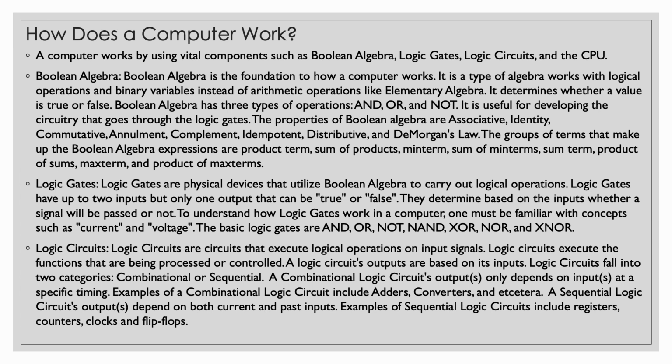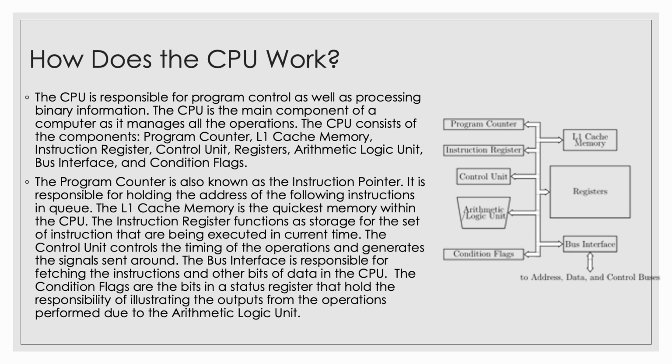A sequential logic circuit's output depends on both current and past inputs, and an example would include registers, counters, clocks, and flip-flops. Now, a CPU works essentially in this respect. It is responsible for program control as well as processing binary information. The CPU is the main component of a computer as it manages all operations, and it consists of a program counter, L1 cache memory, instruction register, control unit, registers, arithmetic logic unit, bus interface, and condition flags.